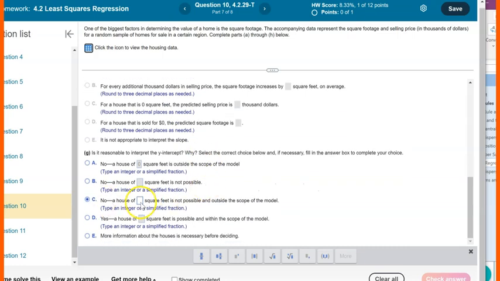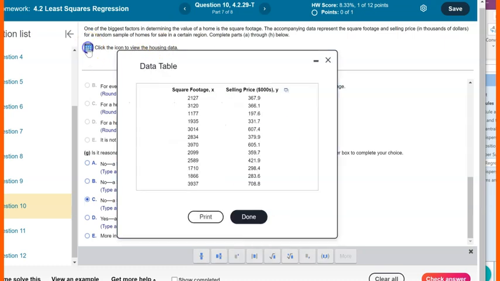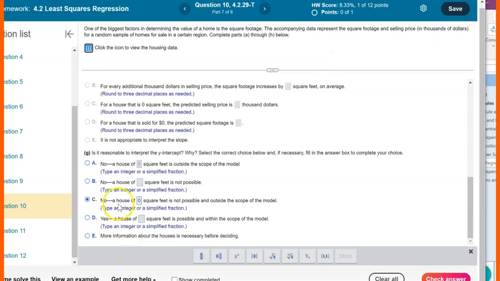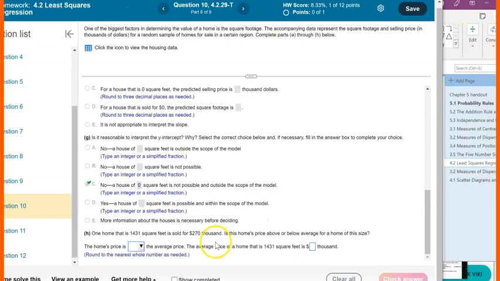A house of 0 square footage is not possible, and outside of the scope of the model, because 0 cannot be in this x value here, right? Therefore we say no, a house of 0 square footage is not possible and outside the scope of the model. That's that. Okay, now next question, last question here.